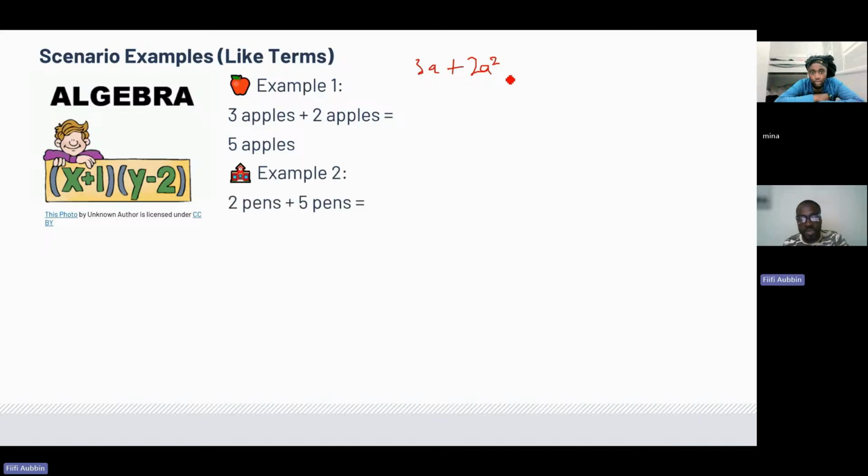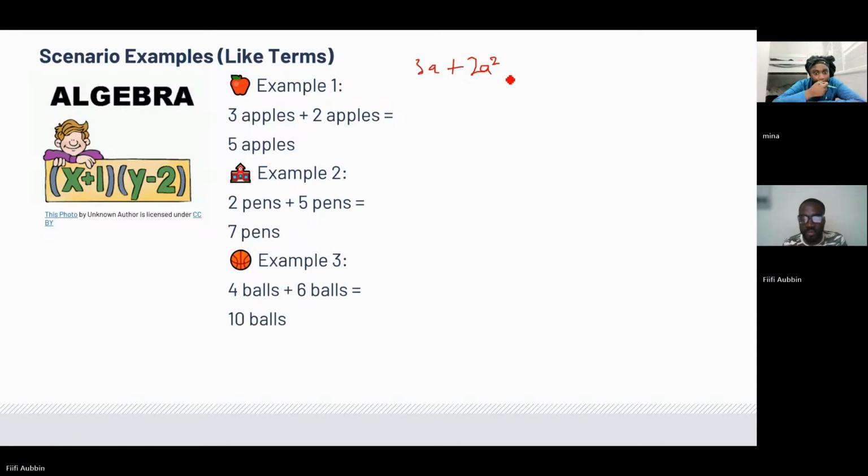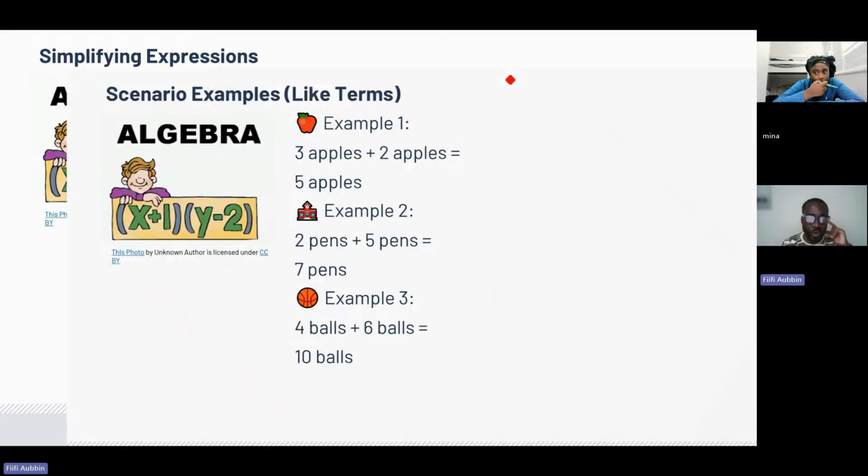Then the second example is 2 pence plus what? 5 pence. They are like. So 2 plus 5, obviously, you're going to get what? 7, okay? Then let's look at another example. 4 balls, 6 balls. Pretty much easy. You're going to get what? 10 balls. Does that make sense? Okay. So we're going to progress.